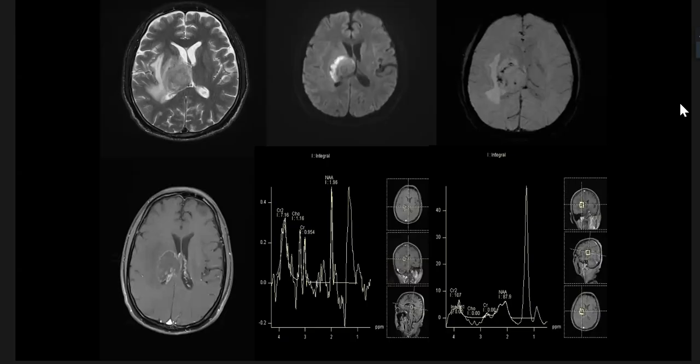Good afternoon, sir. I've been provided with MRI selected axial sections. In the T2 axial image, there is a well-defined heterogeneous hyperintense lesion in the right thalamus, causing mild mass effect and surrounding edema.